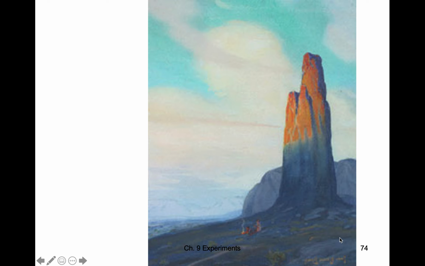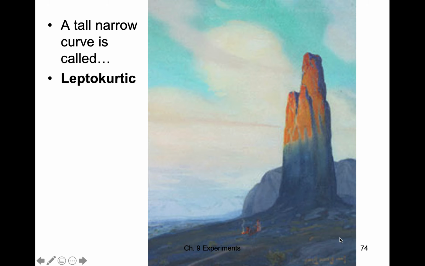Now there's different shapes, and so we have different names for those different shapes. And so we can communicate just by talking about those shapes. A tall, narrow curve is called, nothing that you've heard before, leptokurtic. So if you had a curve like this rock formation, that would be a tall, narrow curve. If it was standard deviation, it would be that everyone agreed on an item. So leptokurtic shows a lot of agreement.